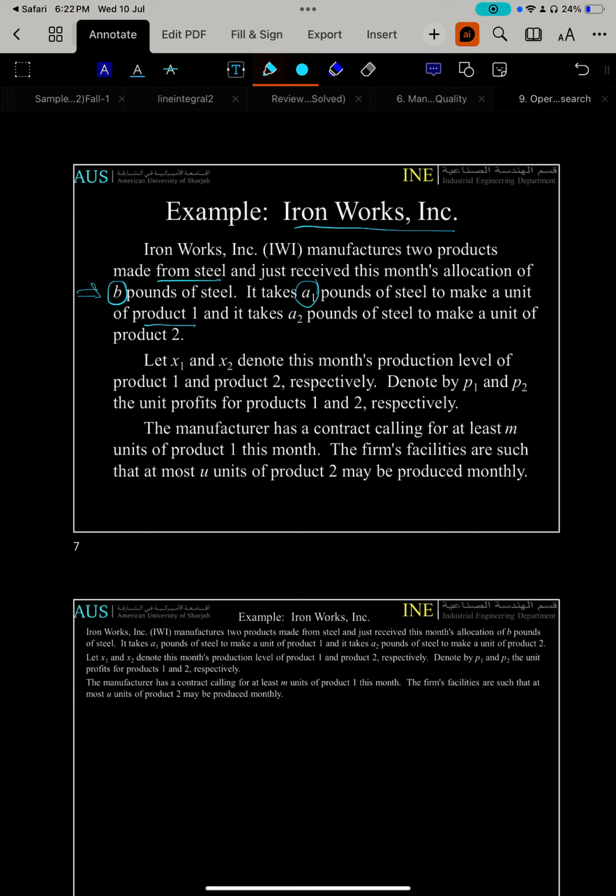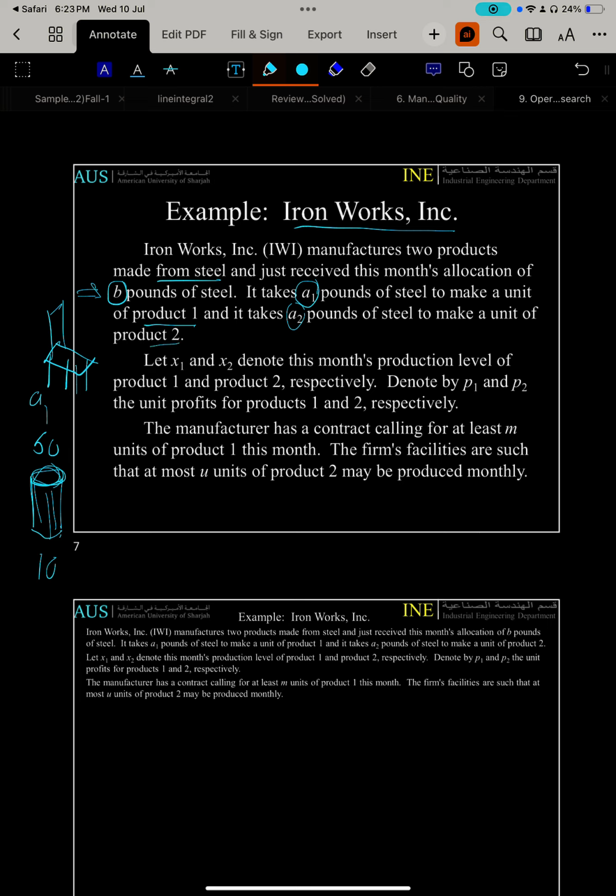So let's say it takes A1 pounds to make a table, a chair, or a specific piece of kitchen equipment made of steel. We need to make this chair with A1 pounds, say 50 pounds. And it takes A2 pounds to make a unit of product 2. Let's say product 2 is a cup or a steel bottle, something like this, and it takes 10 pounds, okay?